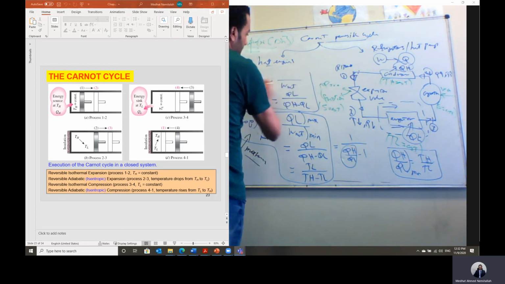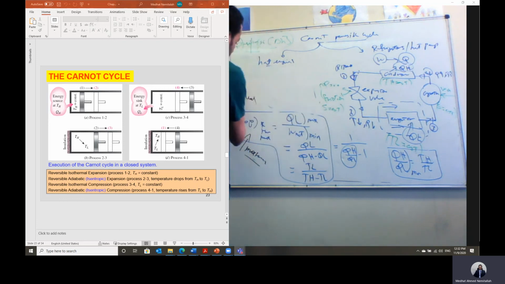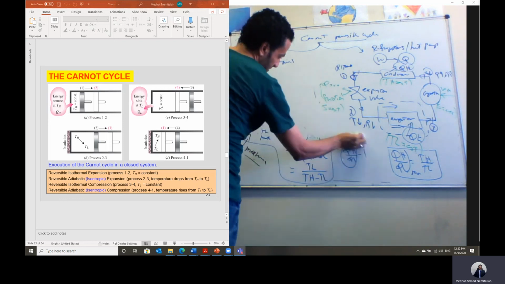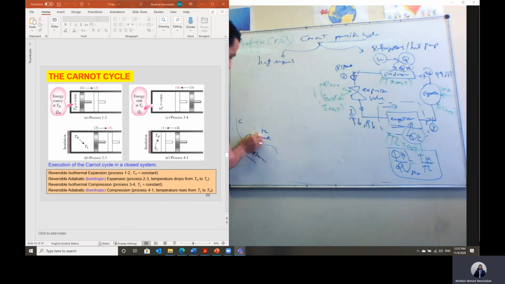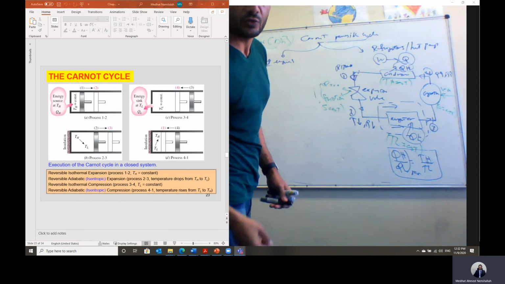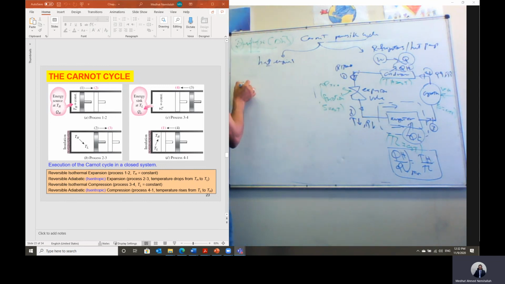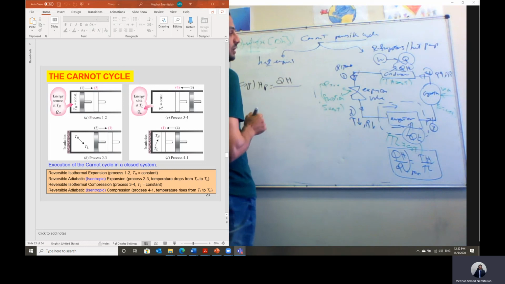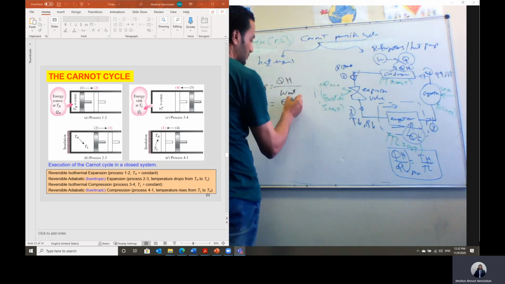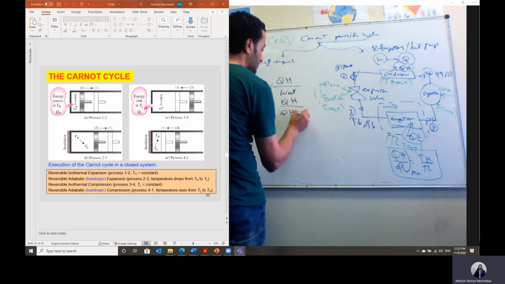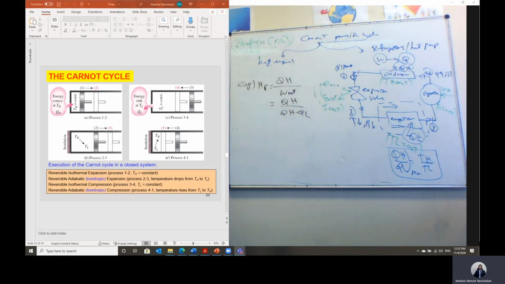But what about the heat pump? Heat pump is just the reverse. If the system is working as a heat pump, what we need from the system is Q high. So the coefficient of performance, in case of heat pump, is Q high divided by the net work input to this system, equal to Q high divided by Q high minus Q low in this case.